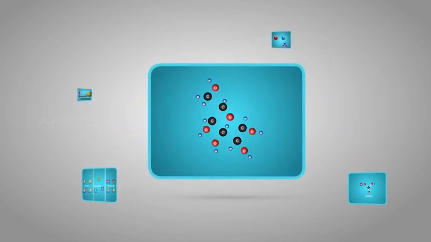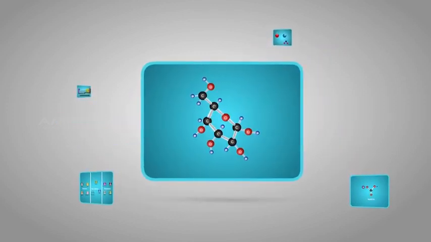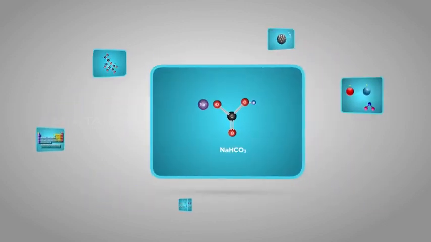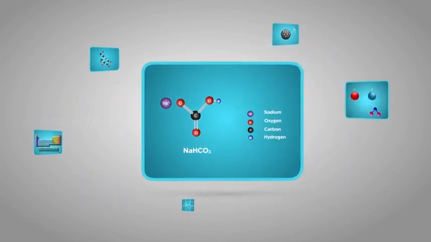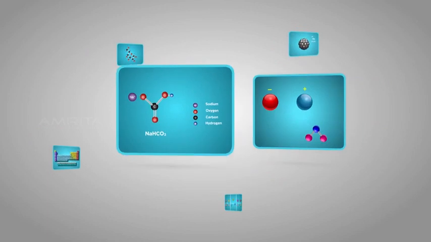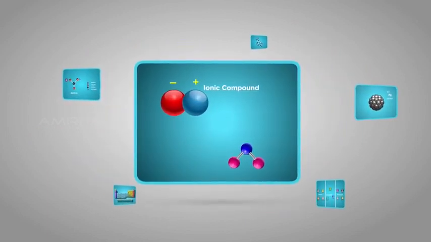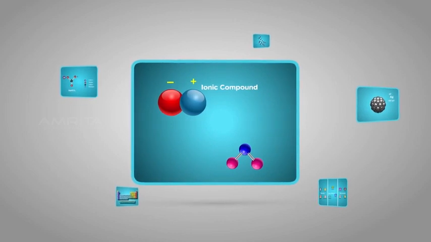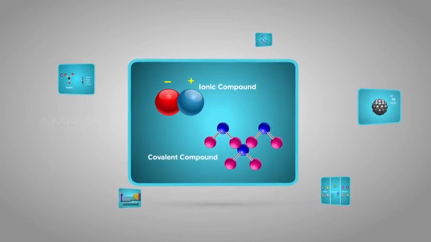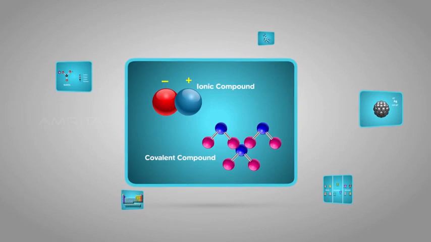Compounds are pure substances composed of two or more different elements. The properties of a compound are different from that of its component elements. Ionic compounds are formed by the electrostatic force of attraction between oppositely charged ions, and covalent compounds are formed by the sharing of electrons between atoms.